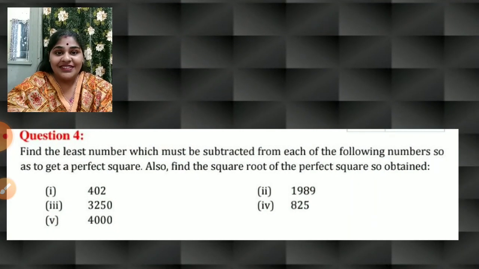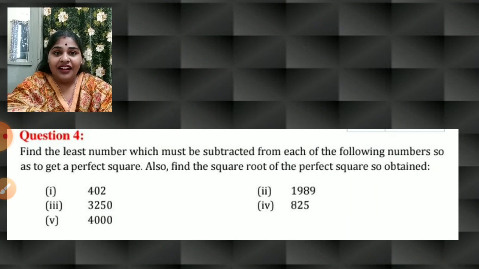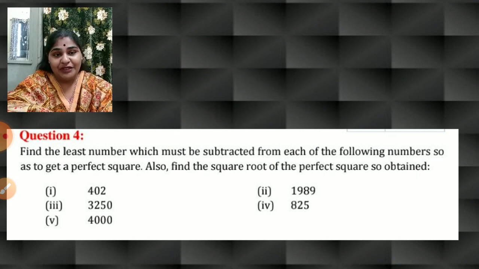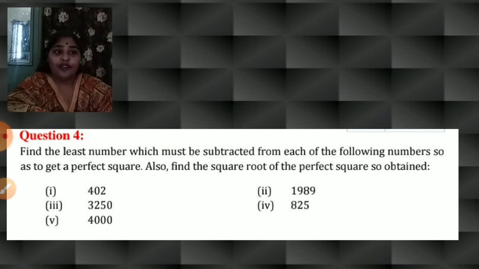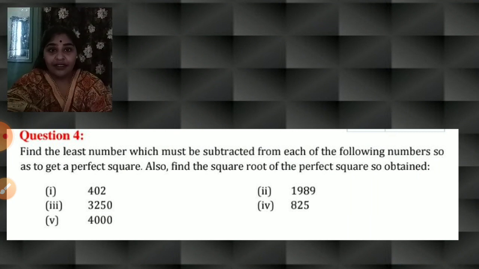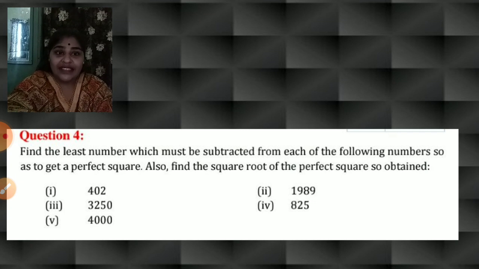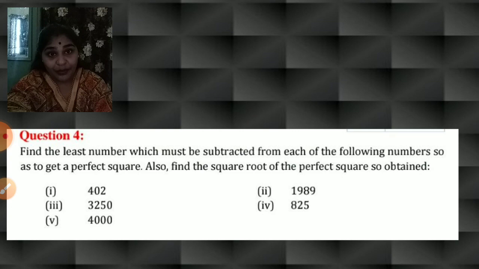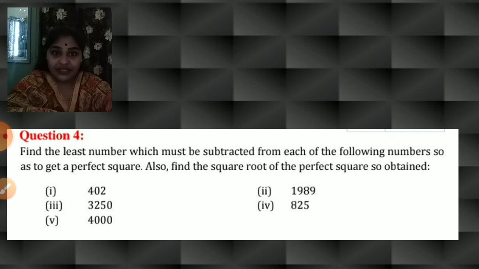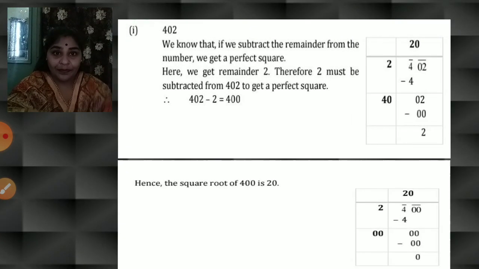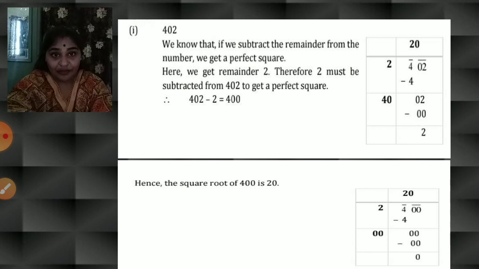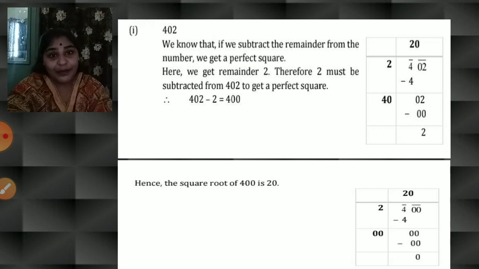So let us begin. This is question number 4. Find the least number which must be subtracted from each of the following numbers so as to get a perfect square. So these are the numbers, and also find the square root of the perfect square so obtained. So let us see. Yeah, the first one is 402. So first we will see whether it is a perfect square or not by using the division method.